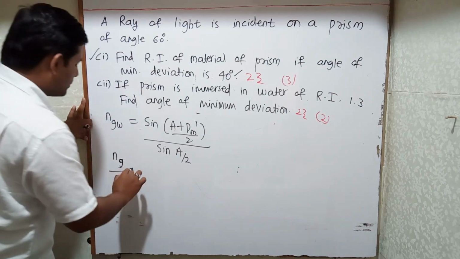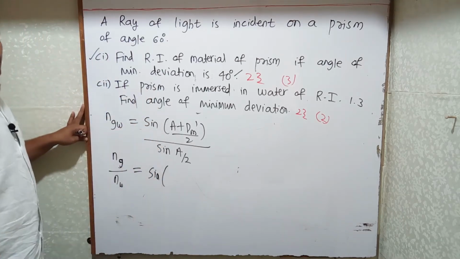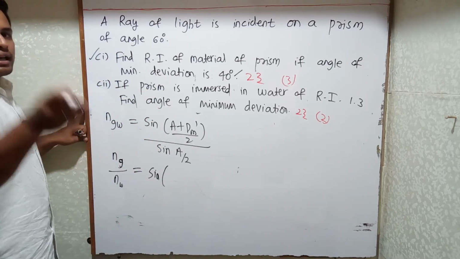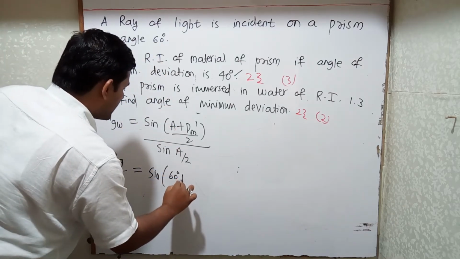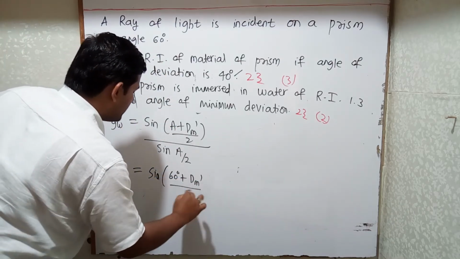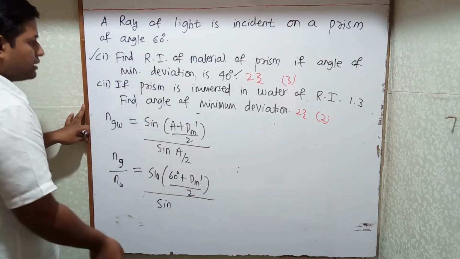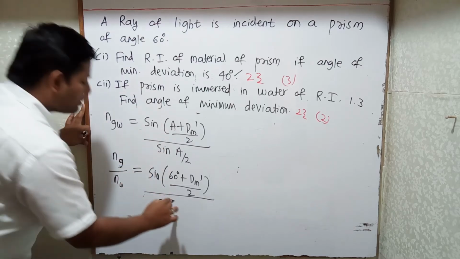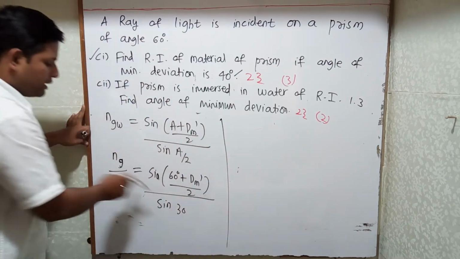Ng divided by Nw. That's gonna be sine of, what is A? Angle of the prism won't change. If you place it in water, kerosene, whatever it may be, it won't change. What is the angle of the prism? 60 degree. Plus I need to calculate dm dash divided by 2. Now sine of A is 60, I have taken that from the given data, so it's going to be 30. Okay, fine. Now let us send this sine 30 this side.